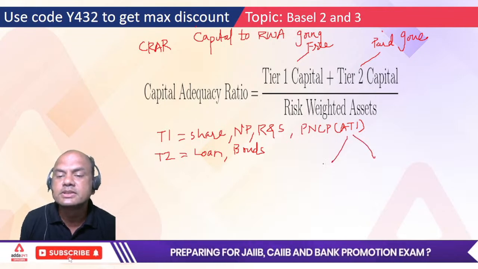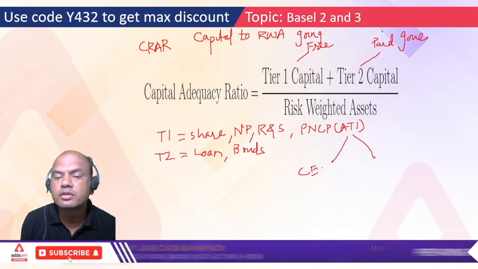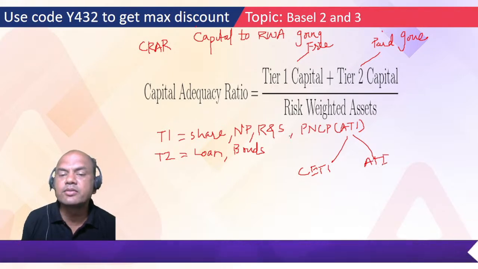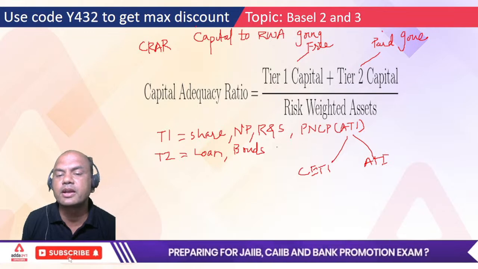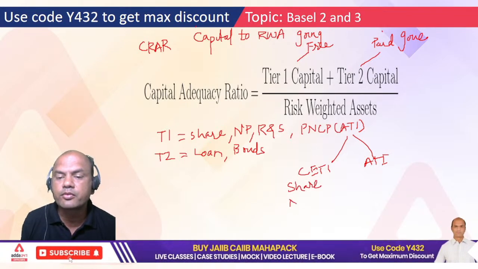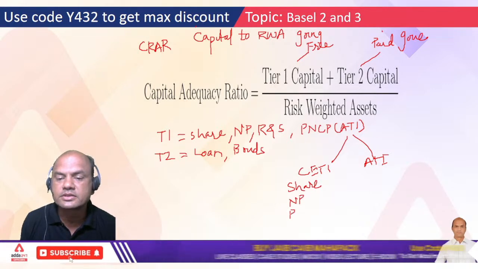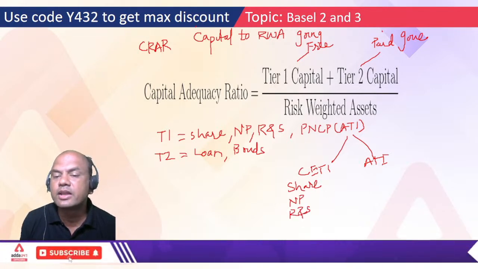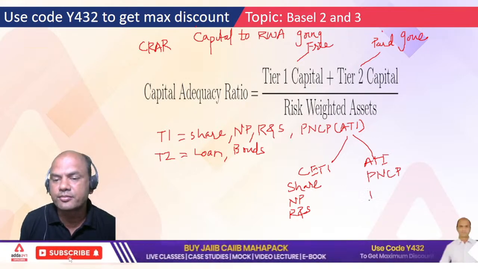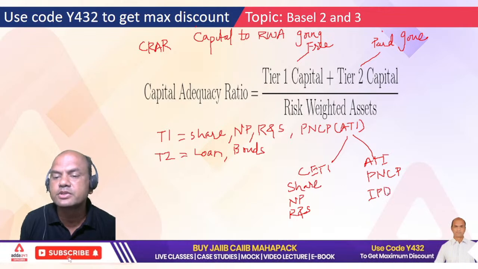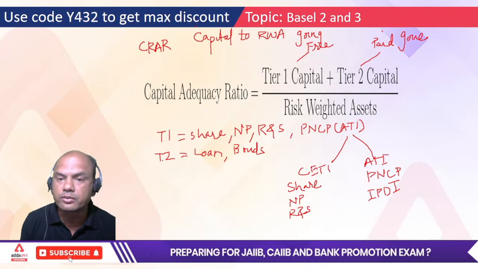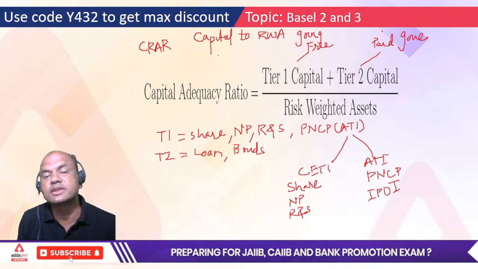Which ones? CET1 and 81. CET1 will have these three parts: shares, net profit and R&S. I'll write this over here. And 81 will have this PNCP, and the second part is IPDI, innovative perpetual debt instruments, they call it. So these are the parts of T1 and T2. Got this point? So this was the second part of our schedule.